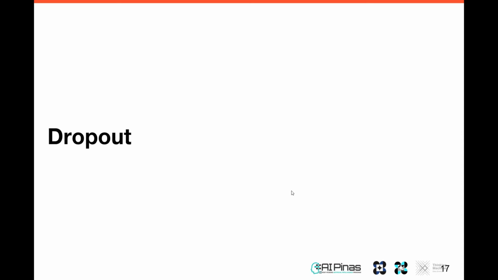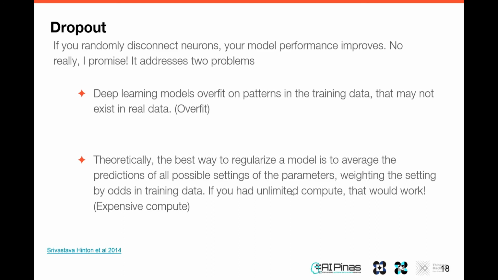All right, now let's talk about dropout. So dropout is really strange and really interesting. The core concept behind dropout is that if you randomly drop out neurons, your model performance improves. It really does. So think about why this might be true.